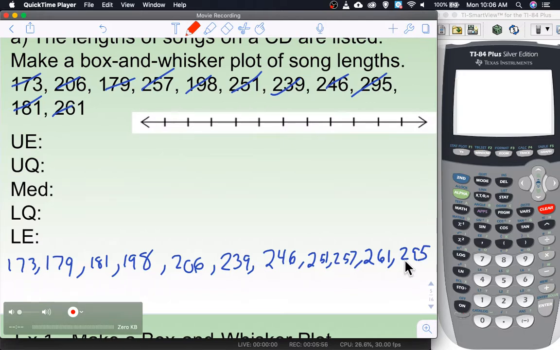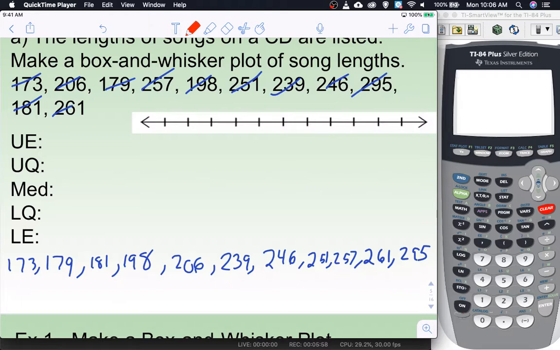So what a lot of people do is they go like this, and I'm going to make my slashes really big so I can erase them. You don't want to completely cover up your numbers. So cross off the biggest and the smallest. Biggest, smallest. And you work your way until you find the number in the middle.